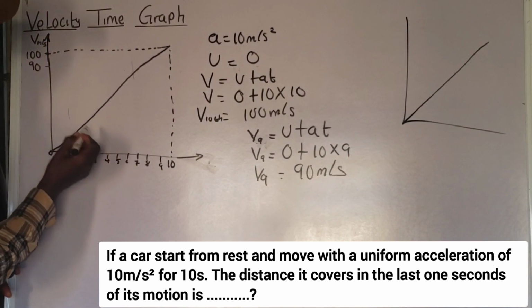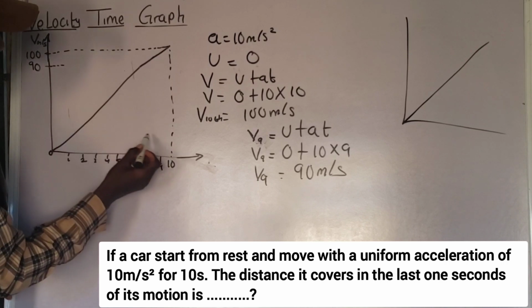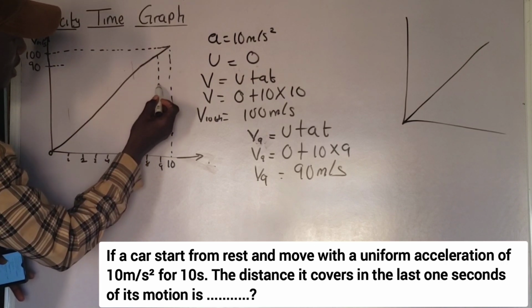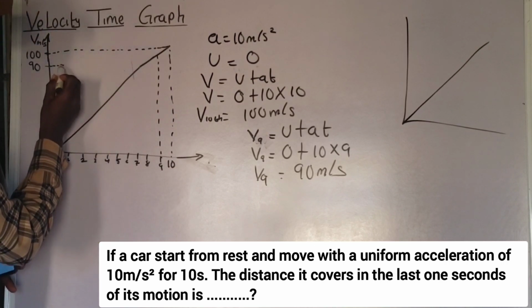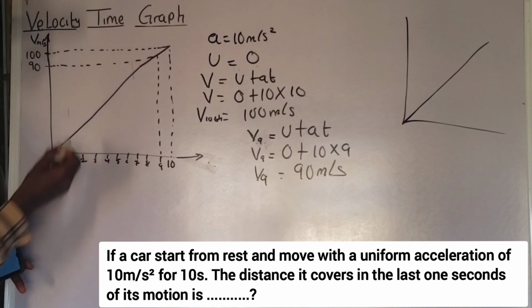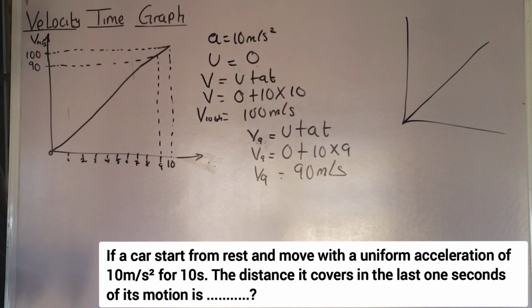Okay? So let me just sketch this down and then let's have something like this. Now we can easily determine the distance that the car covered in the last 1 second of the motion. How do we do that? We just have to take the area of the shape that we have on this board. And the difference will give us the distance that is covered in the last 1 second.